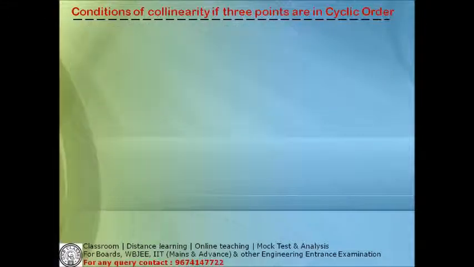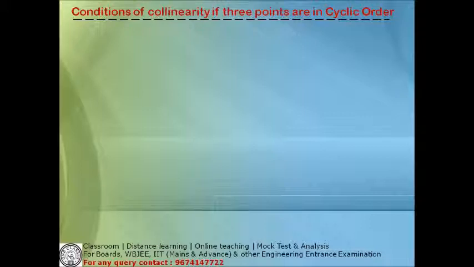Here the discussion of the topic is conditions of collinearity if 3 points are in cyclic order. Now we have already faced this kind of problems in our board classes where we were finding out the conditions when the 3 points which are given to us are collinear by using different methods, and one of the most popular methods is to find out the area of the triangle formed by these 3 points and then equate it to 0 to get the conditions between the variables that are given to us.